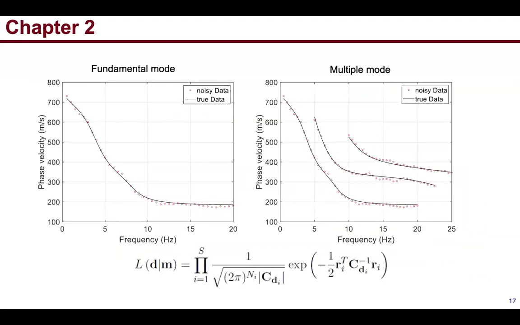Here are some synthetic tests. We first generate the synthetic dispersion curves as shown in the black line. The left figure is the fundamental mode, and the right figure are the multi-mode dispersion curves. And we add some noise, combining the random noise and the correlated noise in our synthetic data to generate the observed data, which are shown in the red dots. So this is phase velocity? Yeah, this is phase velocity.